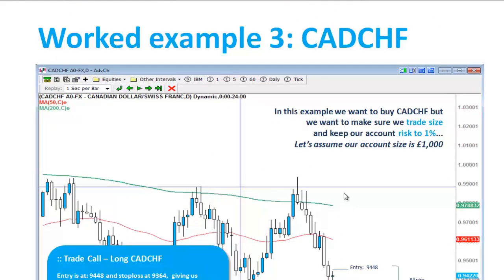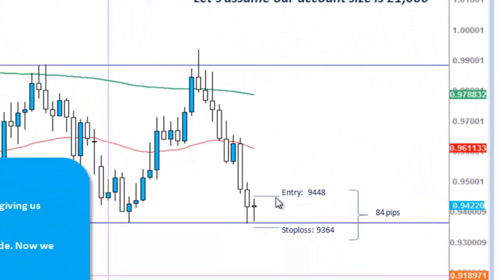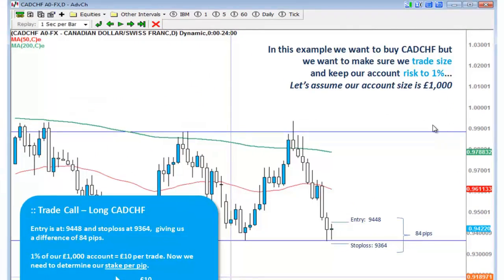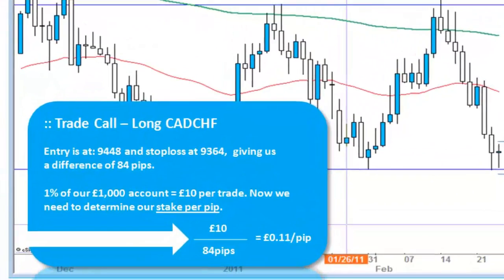Let's take CAD Swiss, this cross-currency pair here. You've got a £1,000 account, and we've got an entry long on this small inside bar here at 94.48, just above the high, and our stop loss is just below the low at 93.64, giving us a difference of 84 pips between entry and stop loss. So, 1% of our £1,000 account size is £10. We divide £10 by 84 pips, giving us 11 pence per pip. We don't want to trade any more than 11 pence per pip.